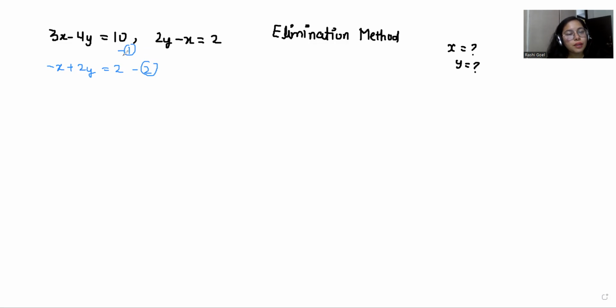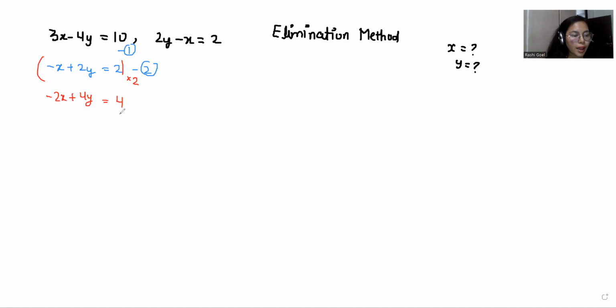What we have to do in the elimination method is make either the coefficient of x the same or the coefficient of y the same. So we are going to solve the second equation and make the coefficient of y the same. In equation number 1 there is 4 and here there is 2, so I can multiply the whole equation by 2. Now this equation becomes minus 2x plus 4y equals 4.